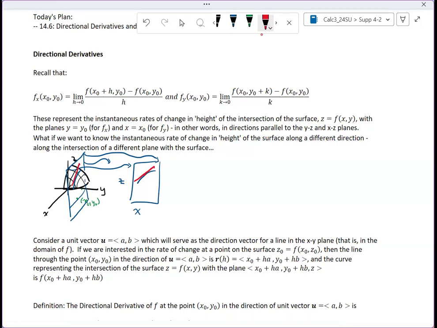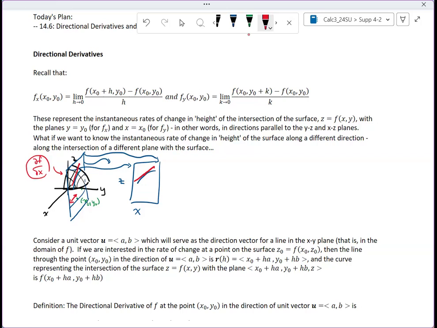I could draw a similar picture for the partial of, and this is the line associated with the partial of f with respect to x, because x is the variable that's varying while y is held constant at y naught. And I could draw a similar picture for the partial with respect to y. The plane would just be going left to right instead of kind of front to back.